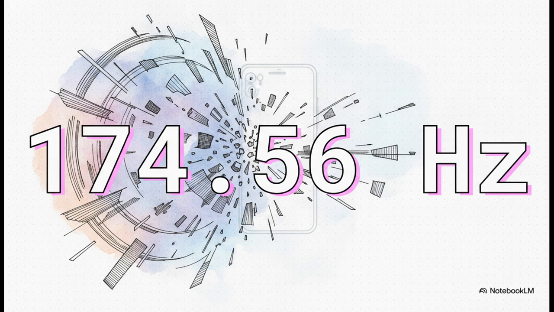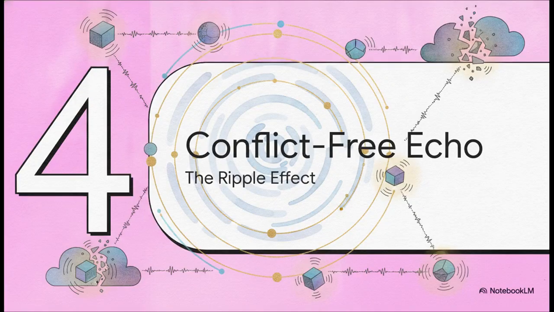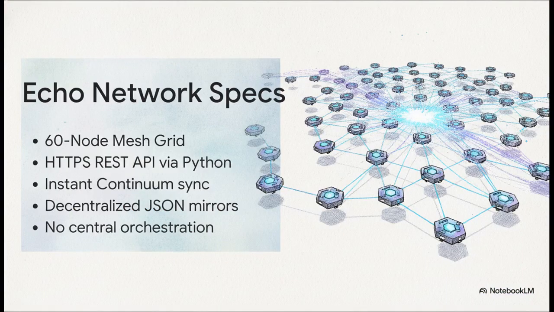This specific pulse physically smashes voltage metastability, projecting the data as a structured, kinetic frequency directly through the physical hull of the phone right out into the surrounding space. Absolutely wild. All right, Section 4, the conflict-free echo network, the ripple effect. So you've got a device physically vibrating data at the golden ratio.